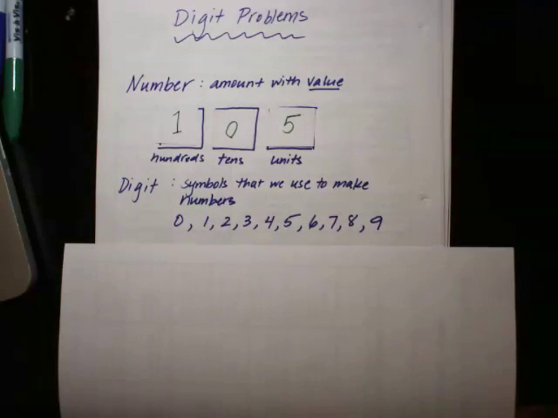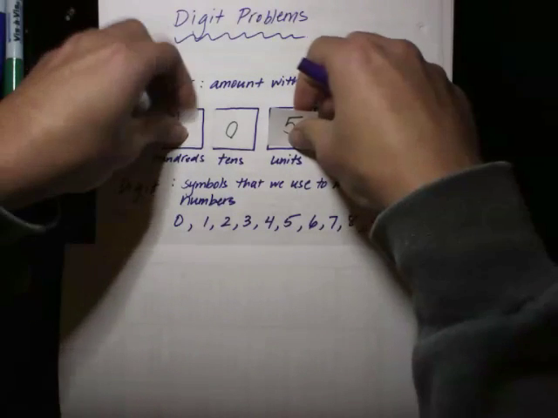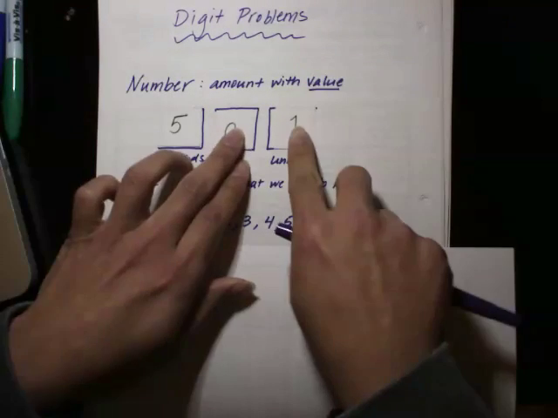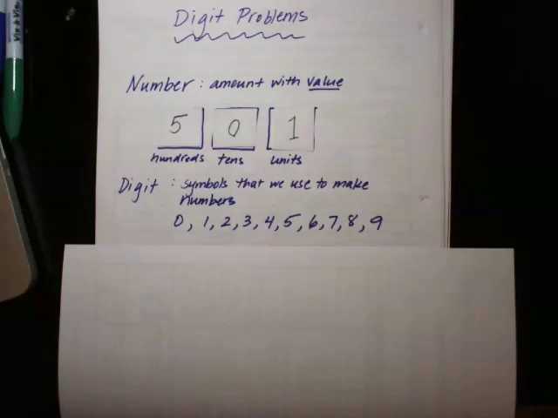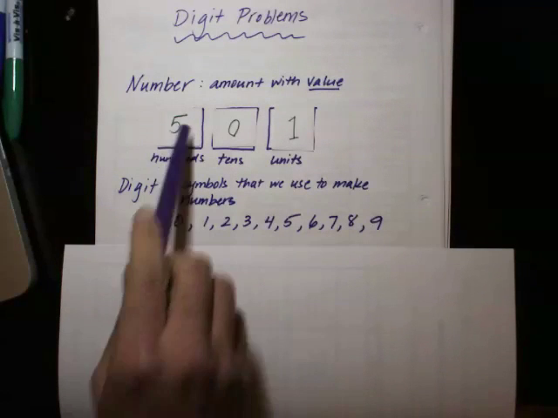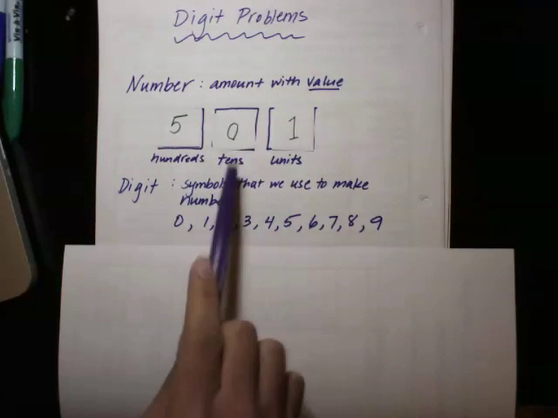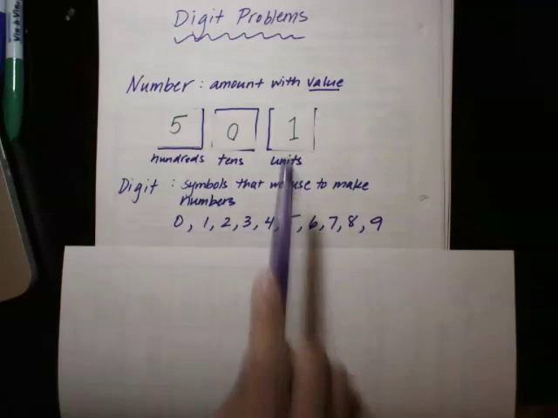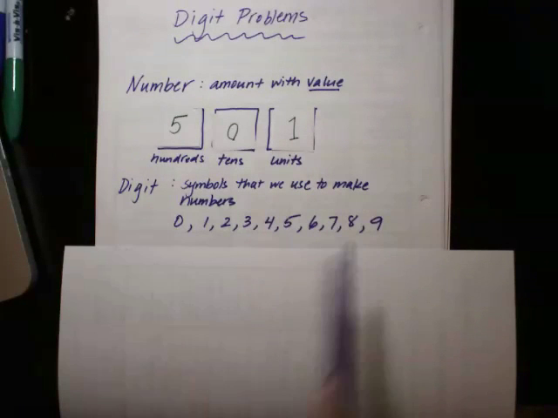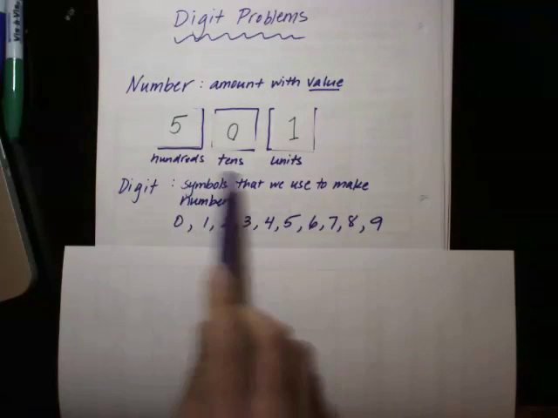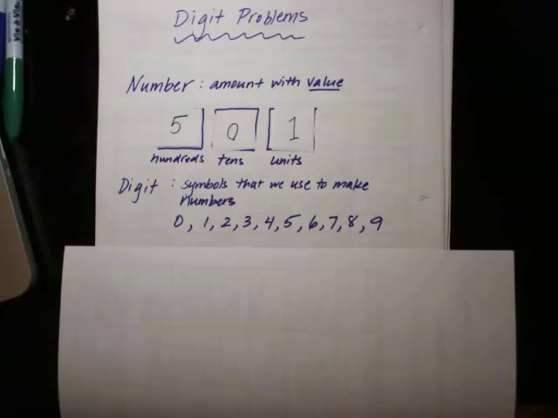Okay. We can also reverse the digits to make a number worth a different value. Reversing the digits 5 and 1, we now have 5 hundreds, 0 tens, and 1 unit. The value of this number is different. Even though we use the same digits, all we did was change the order of the digits to change the value of the number.